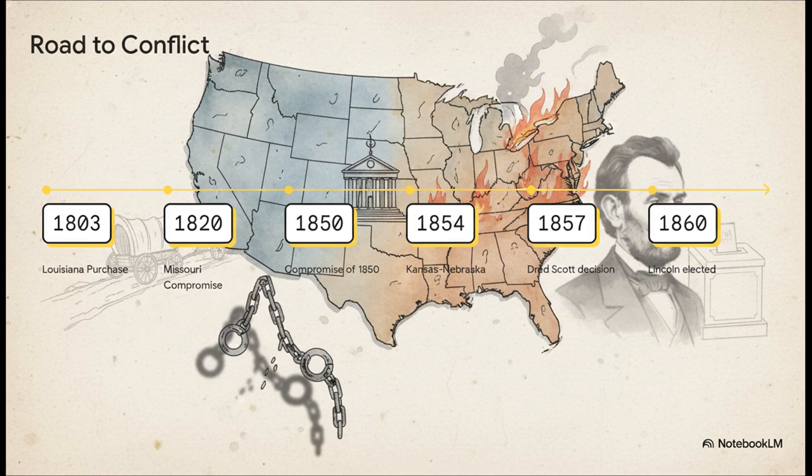We've talked about the expansion starting in 1803 and the various compromises, but let's zoom in on 1857, the Dred Scott decision. This was a catastrophic Supreme Court ruling. It declared that African Americans were not citizens, and that slaves were merely property. It even ruled that Congress had zero power to ban slavery in the territories. This decision absolutely outraged the North and basically poured gasoline on the fire right before the critical election of 1860.